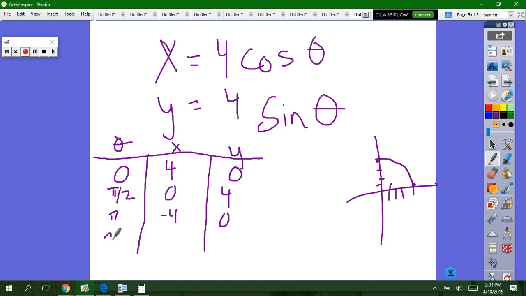Then I do 3 pi halves. I'm not showing you guys, I'm just plugging them in now because I think you get the understanding where I'm getting these from. Do you guys agree? Here we go. Watch. Cosine of 3 pi halves, 0. 0 times 4, hence why it's 0. Sine of 3 pi halves, -1. -1 times 4. Are you good?